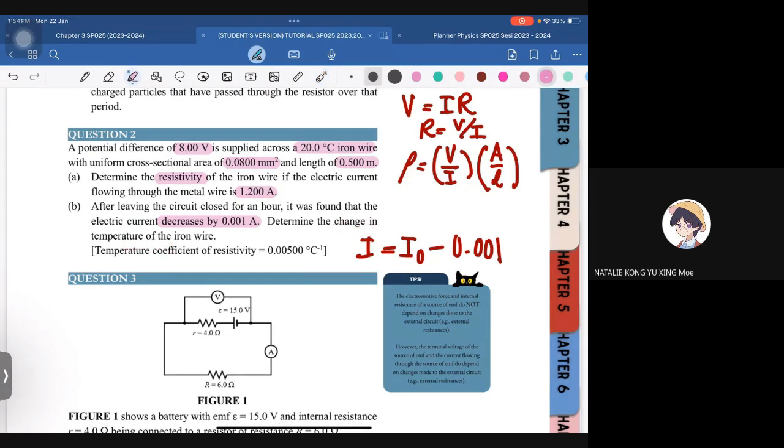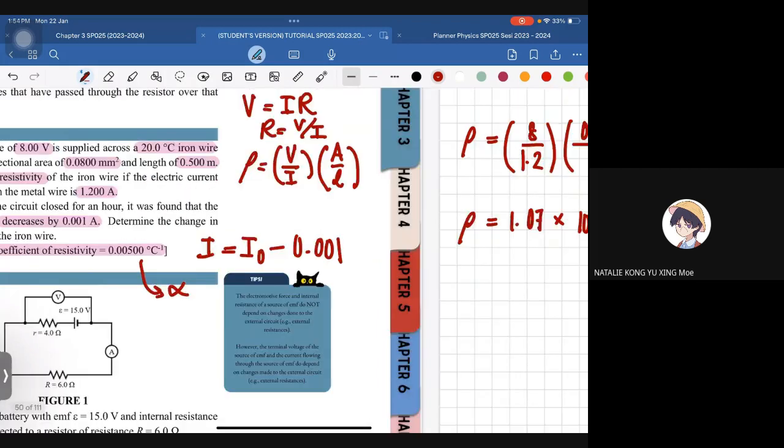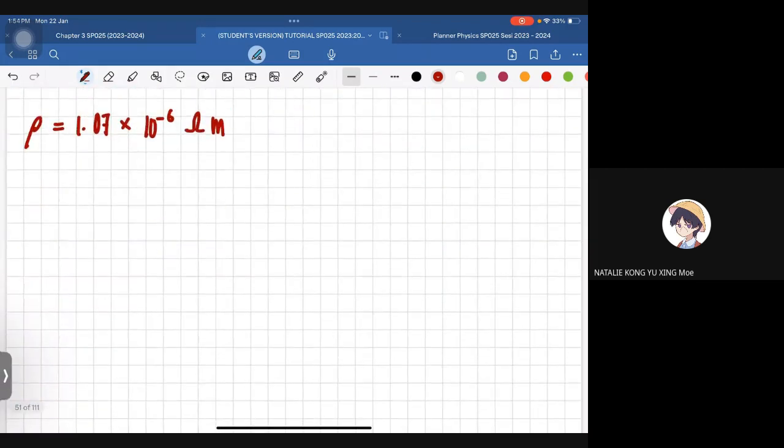Okay, lepas tu dia bagi kita temperature coefficient of resistivity. Sometimes budak ni apa coefficient of resistivity punya simbol ni? Tu masalah dia. Dia tidak ingat. Yang ni mesti alpha. Okay, kamu kena ingatlah yang tu. Kalau saya jaga exam, kamu boleh saya bagi tahu. Tapi kalau bukan, paksalah kamu tanya diri sendiri.